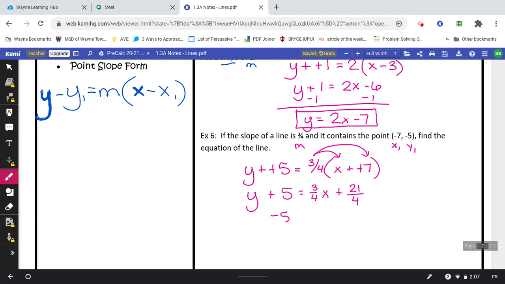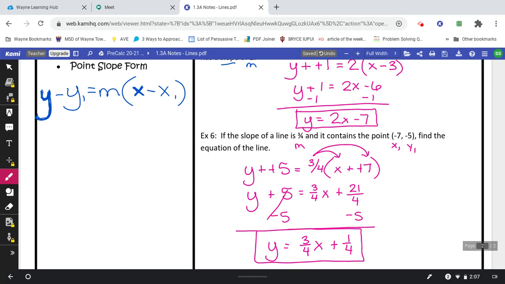Then I'm going to subtract the 5. And I'm going to let my calculator do this last step as well. So I'm not going to worry about trying to get common denominators. I'm just going to take my 21/4, and I'm just going to hit subtract 5. That gets me an answer of 1/4. And then my problem's done. So with the help of your calculator, even the fractions aren't too bad.